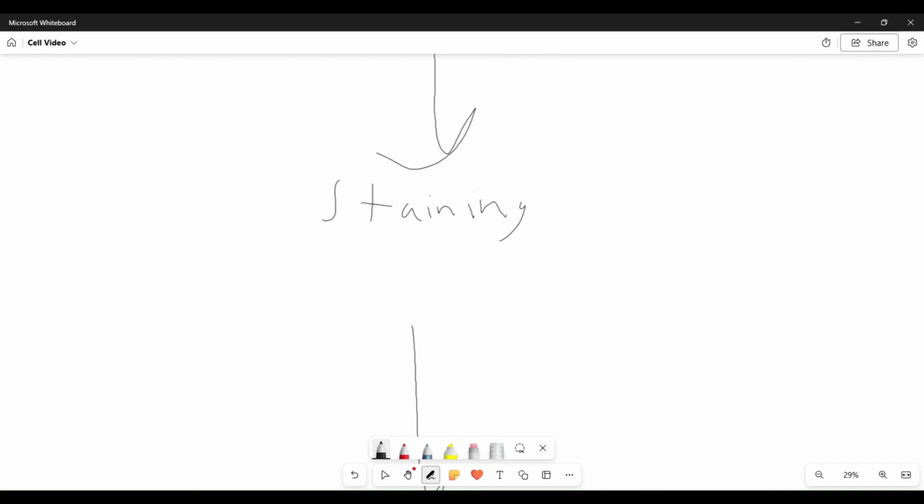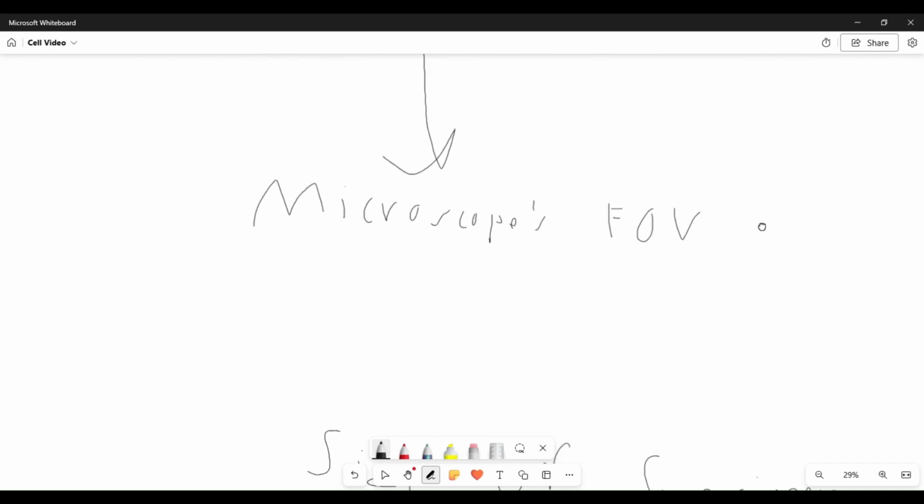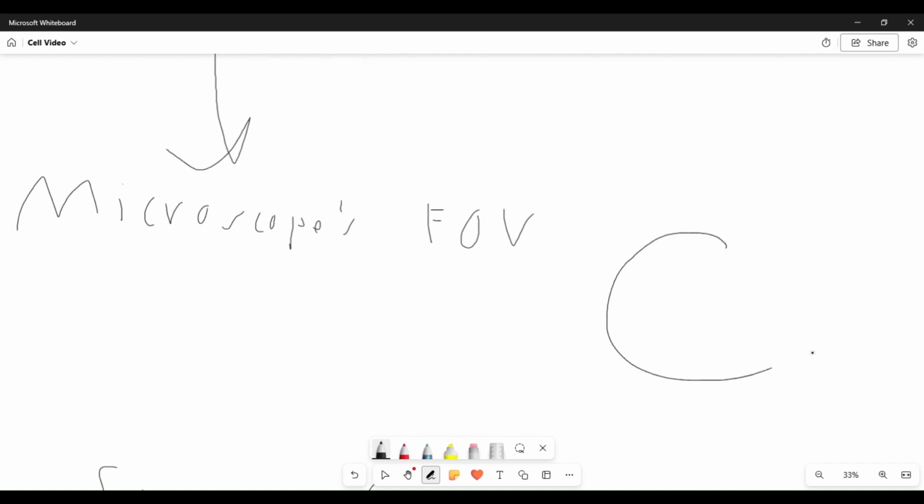Now talking about the microscope field of view. The microscope's field of view is the diameter of area visible through the microscope. So if what you could see is inside this circle and you'll see a bunch of stuff here, this whole thing would be the diameter of your field of view.